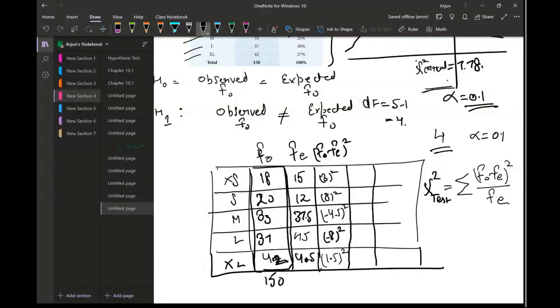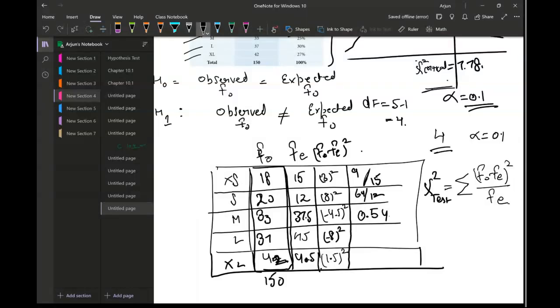So when you square it, this will be 9. Then this will be 9 divided by FE, which is 15, since 3 square is 9. So 8 square is 64 divided by 12. And in the same way, 4.5 square, I don't know the value of 4.5 square, so that will come out to be 4.5 times 4.5 divided by FE, 37.5, which is 0.54.